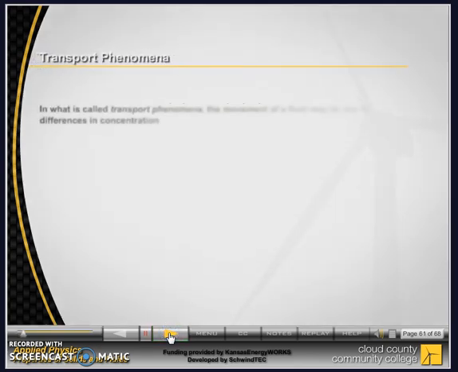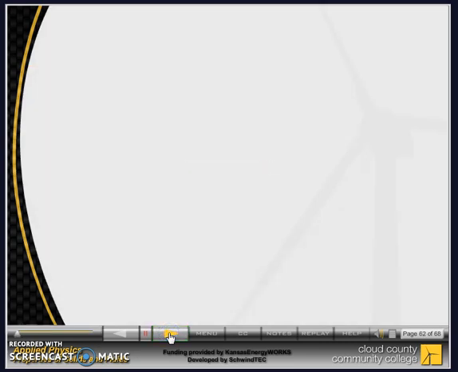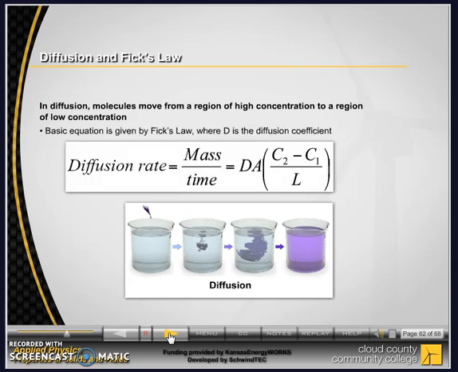In what is called transport phenomena, the movement of a fluid may be due to differences in concentration. The fluid will flow from an area of high concentration to an area of low concentration. The processes are called diffusion and osmosis. In diffusion, molecules move from a region of high concentration to a region of low concentration. The basic equation for diffusion is given by Fick's law, where D is the diffusion coefficient.